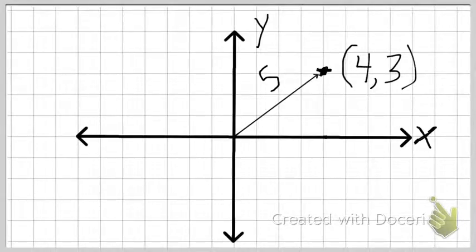I could identify this point not as 4 comma 3, but instead as 5 with some angle above the positive x-axis, or some angle counterclockwise from the positive x-axis. And those would be the only two pieces I need. If I know it's 5 away from the origin and a certain angle theta up from the x-axis, I can identify this vector as well. So, I just referred to this thing as a vector.